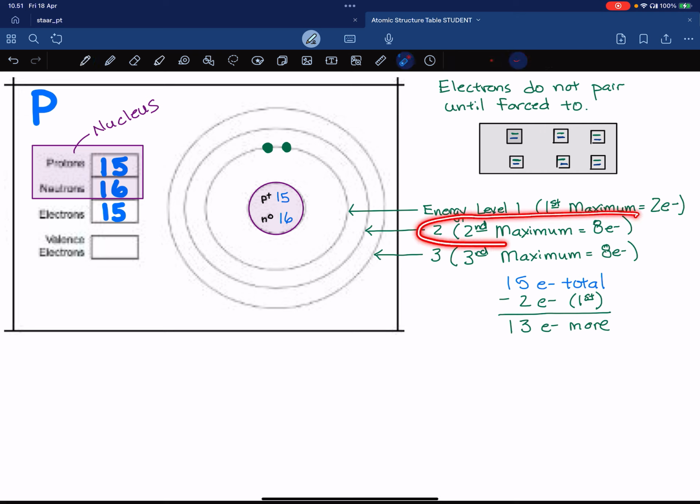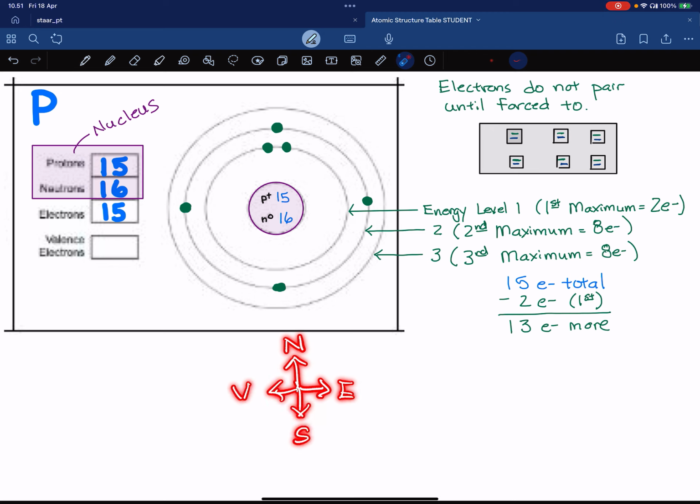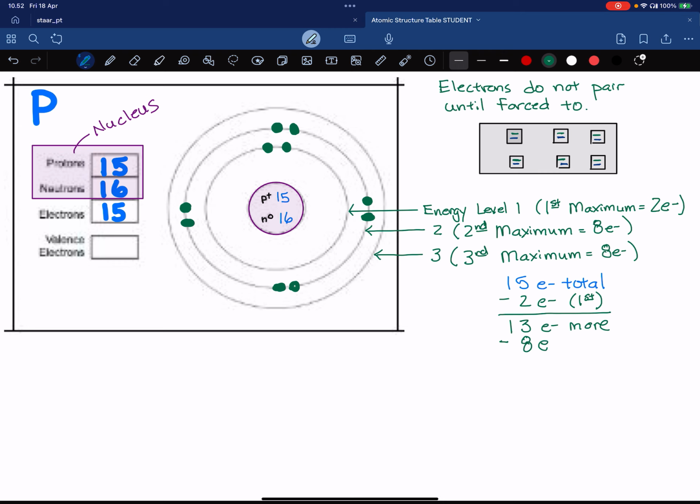So the second energy level can hold a maximum of 8, and they're going to go in like this. They go in on, say, the north, then the east, then the south, then the west, like you're looking at a map, with north up. Now, that's only 4. So when the next ones go on, they don't have a choice. They have to pair up: 5, 6, 7, 8. So now I have put on 8 more electrons in the second level. 13 minus 8 is 5 electrons more.